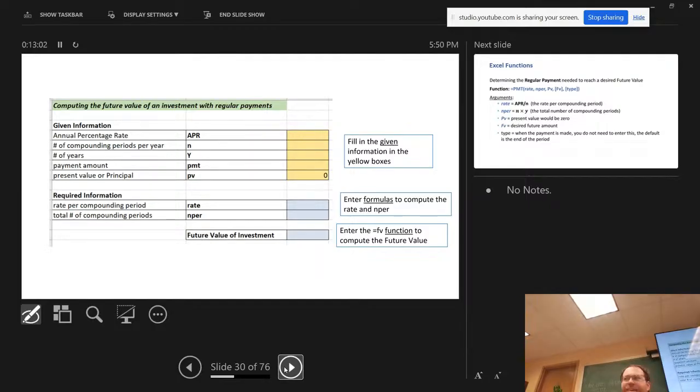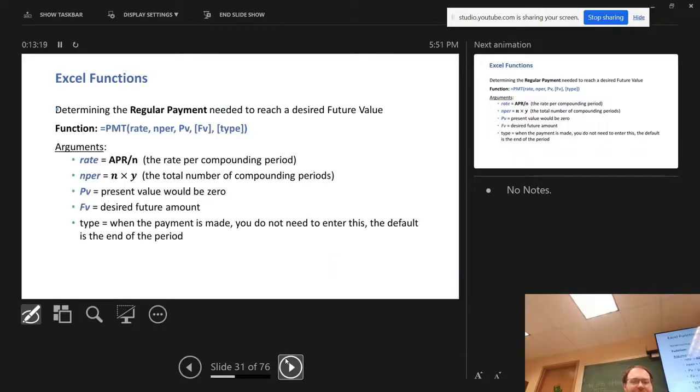Yeah. But pretty much when we get there, it's going to be an Excel sheet like this where you'll be able to fill in the information. And then we'll be able to get the numbers that we'll need. So some other ones, determining the regular payment needed to get to a future value. Is that function, the payment function.